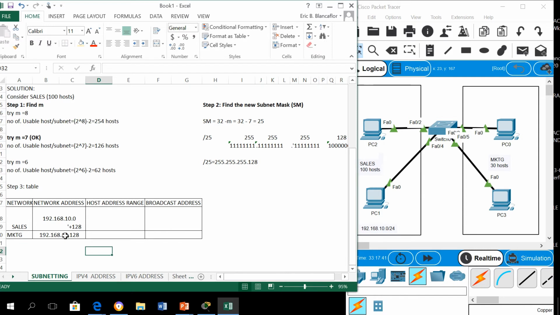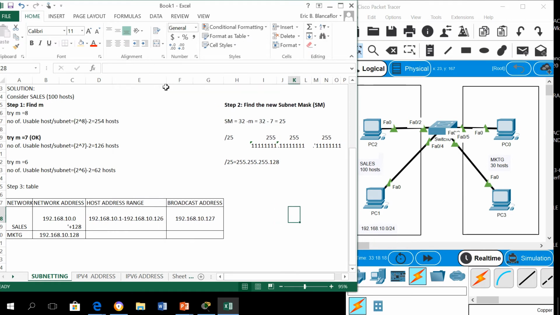The number before the 128 is the broadcast address. That's for the sales. So for the sales, we have 192.168.10.127. The IP addresses in between, from 1 to 126, are the host address range. So the first host is 192.168.10.1 up to 192.168.10.126.